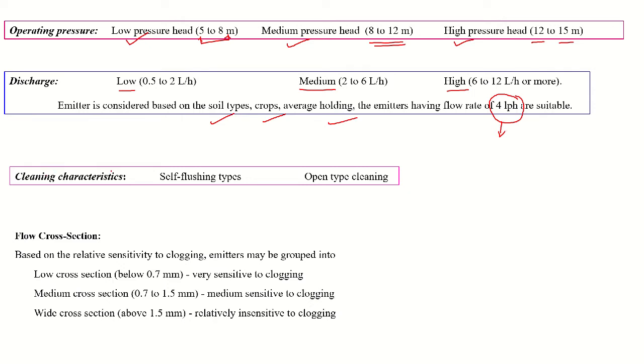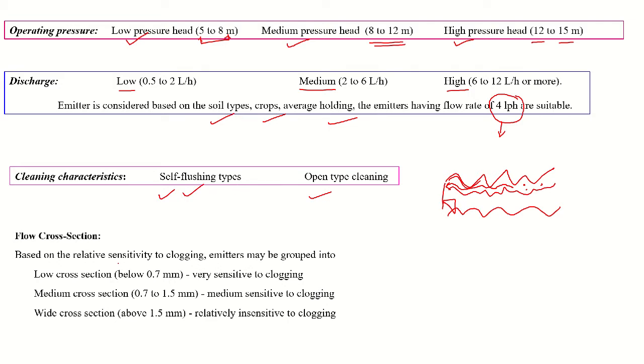And based on the cleaning characteristics, there are self cleaning and open type emitters. This type of emitter has the path in a zigzag shape, in a V shape. In this condition, the water comes from the emitter, and due to this path, any sand material or debris in the water is cleaned out. There is no external requirement needed for cleaning the sand particles which have clogged in these drippers. So this is called self flushing or self cleaning emitters.